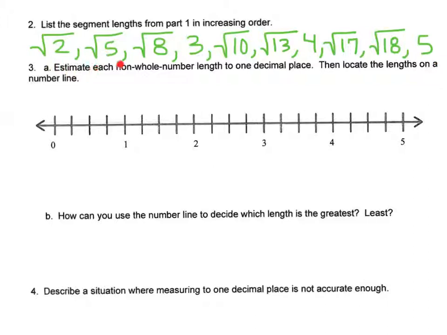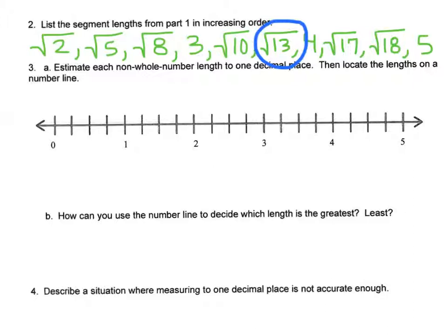For all of these other side lengths, we have to figure out an estimate of each of those side lengths to one decimal place. I think I'll look at the square root of 13 as an example. So to figure out where to put the square root of 13 on the number line, and to figure out an estimate for the square root of 13 to one decimal place, I have to start by thinking about perfect square numbers that are close to 13.